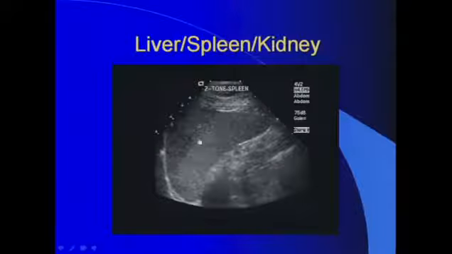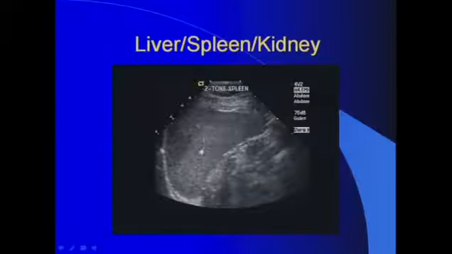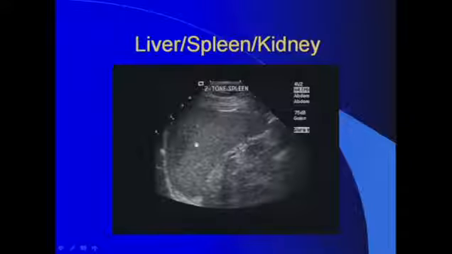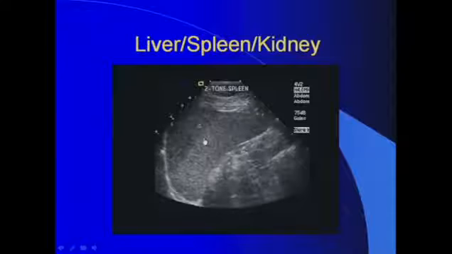If you don't have them in the same plane, just take a video clip or a still image of the spleen and compare it to that of the liver on the right side when the patient is supine. That's also another way of doing this comparison.